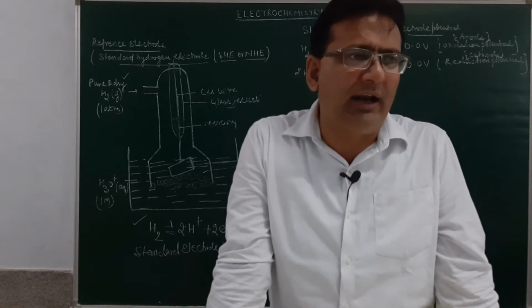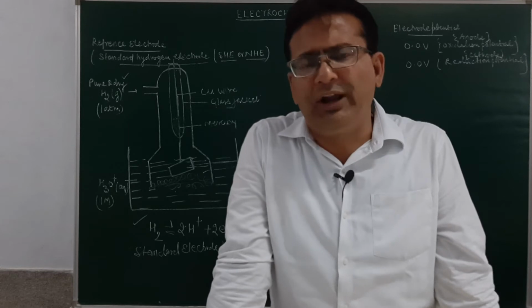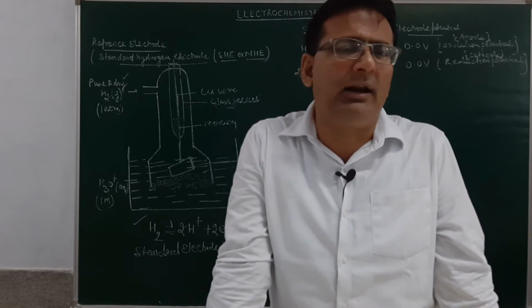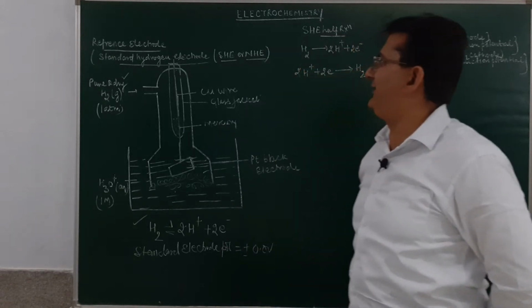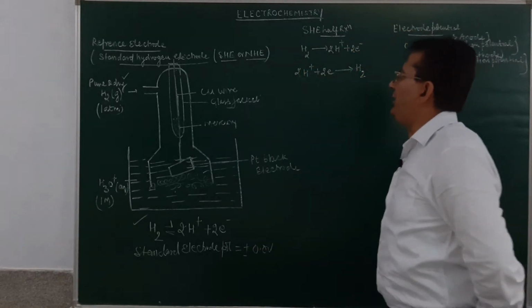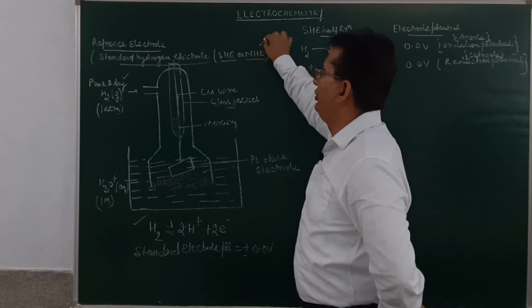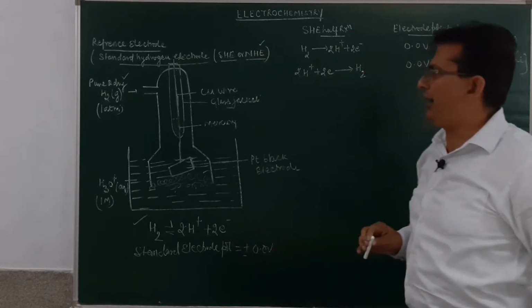We need to connect that electrode with another electrode whose electrode potential is known to us, and that electrode is called a reference electrode. As per our syllabus, that reference electrode is a standard hydrogen electrode, or we may call it a normal hydrogen electrode. What is a standard hydrogen electrode?